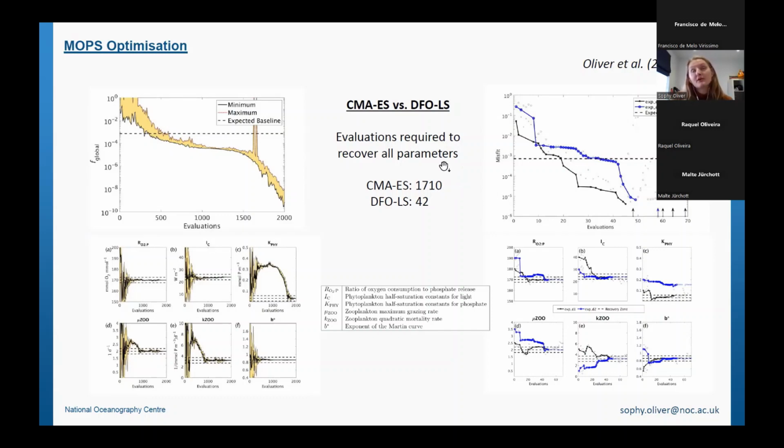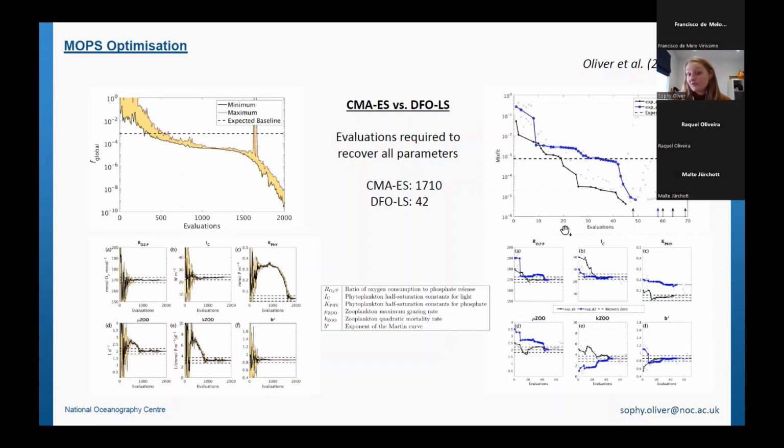So the point of the first half of my PhD was to try and do the same here, but do it quicker and more efficiently. And so I repeated what Iris did in 2017, but with a new optimizer that came out of the Maths Institute at the University of Oxford called DFOLS. And we managed to do not quite as well as what they did, but we managed to do it in 42 evaluations of MOPS.